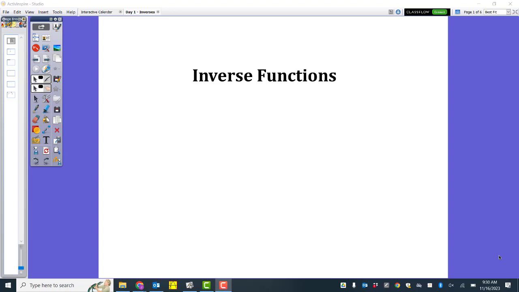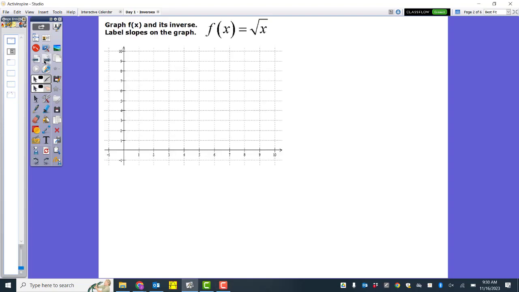All right, today we're looking at inverse functions and how the derivatives of inverse functions relate to each other. So let's start with this situation right here. We have this function, we want to graph it and its inverse. This should be a pretty easy one to graph. We'll graph the function in blue.